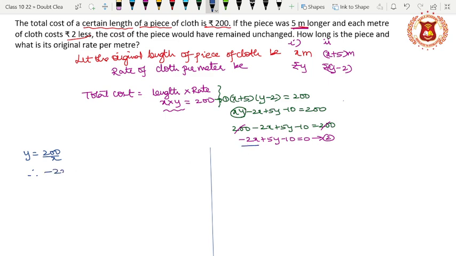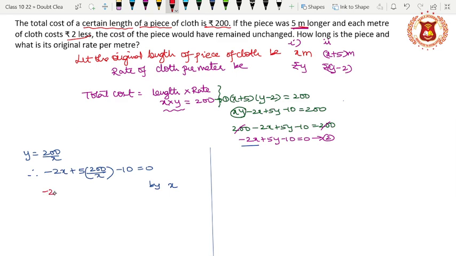Minus 2x plus 5 into y, and y is 200 by x, minus 10 is equal to 0, right? Now multiply this entire equation by x. You can take LCM also, but LCM is slightly lengthy. We can multiply this entire equation by x here. It will be much easier.